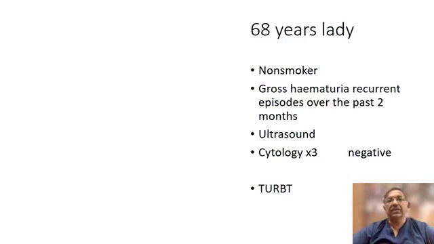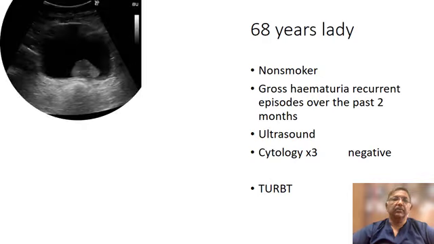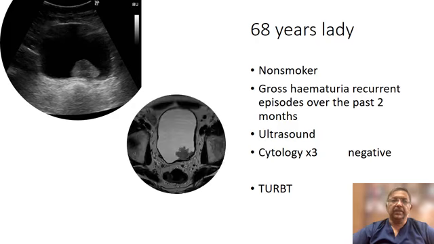Another case of a 68-year-old lady, non-smoker, with gross hematuria, recurrent episodes over the past 2 months. The ultrasound showed a posterior wall growth, looks rather solidish. Cytology ×3 was unremarkable, and she underwent an MRI scan as well, which is shown here, which shows nice papillary configuration of the growth, and you can very clearly see the layers of the bladder.